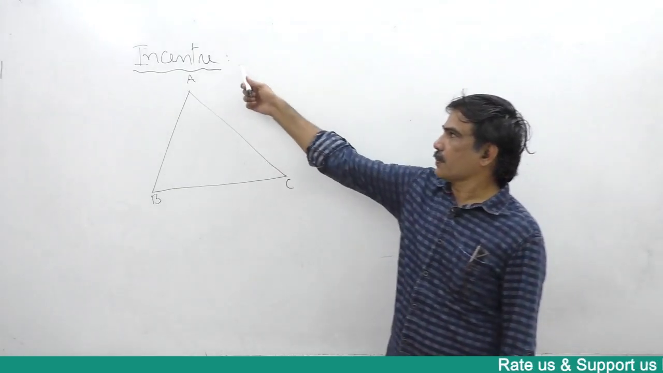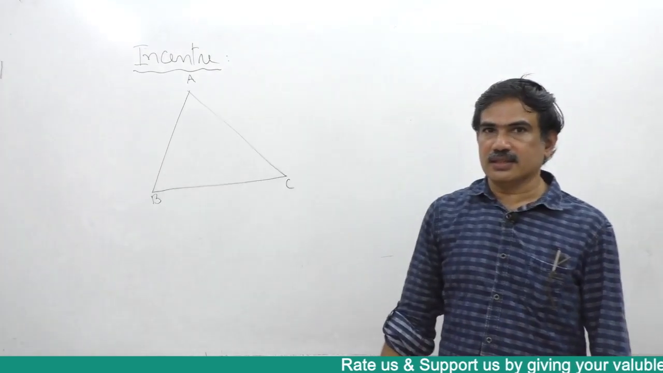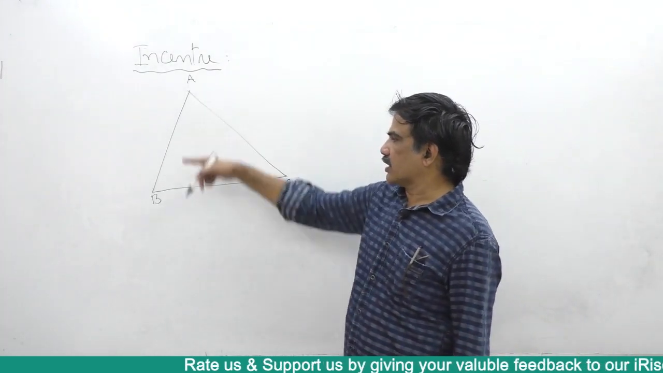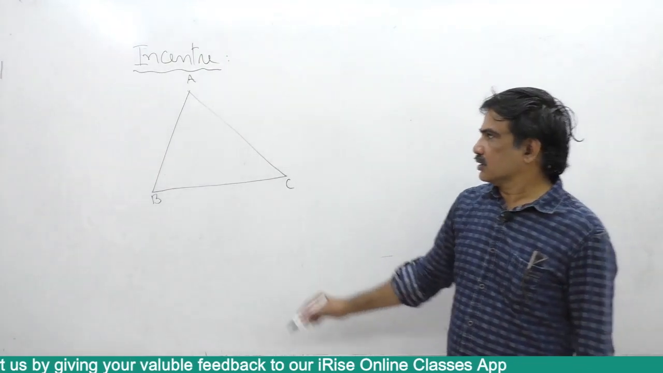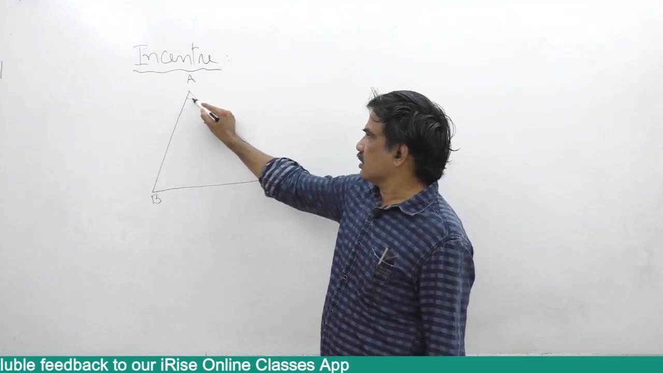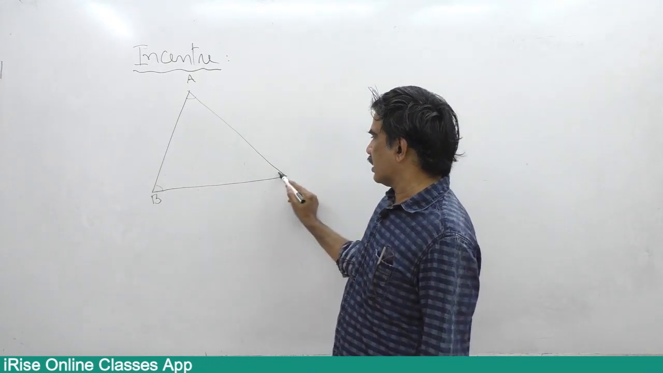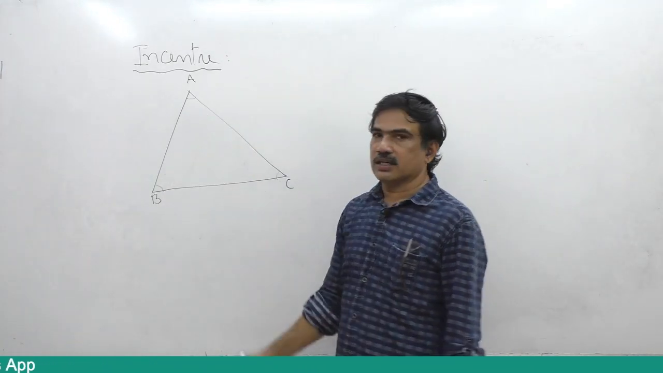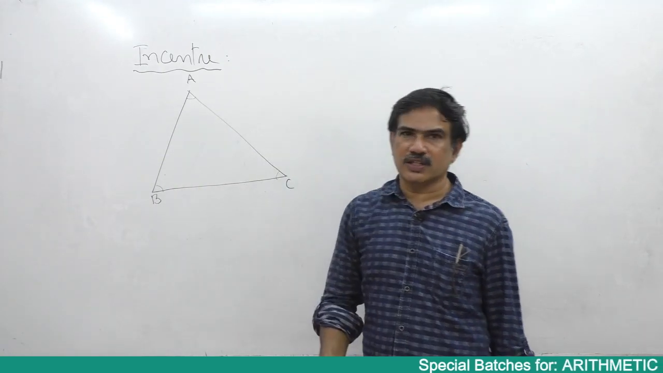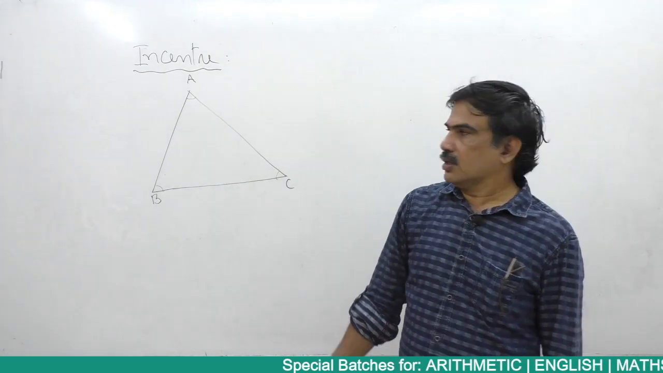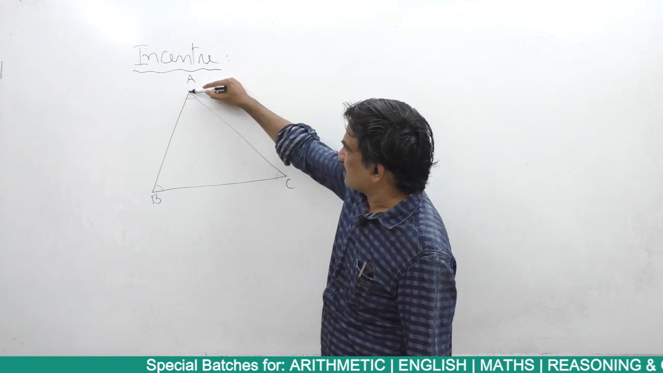Incenter. What is the incenter of triangle ABC? If A, B, C are the internal angles of a triangle, we already know the sum of interior angles is equal to 180 degrees. I want to draw the angular bisector of A.